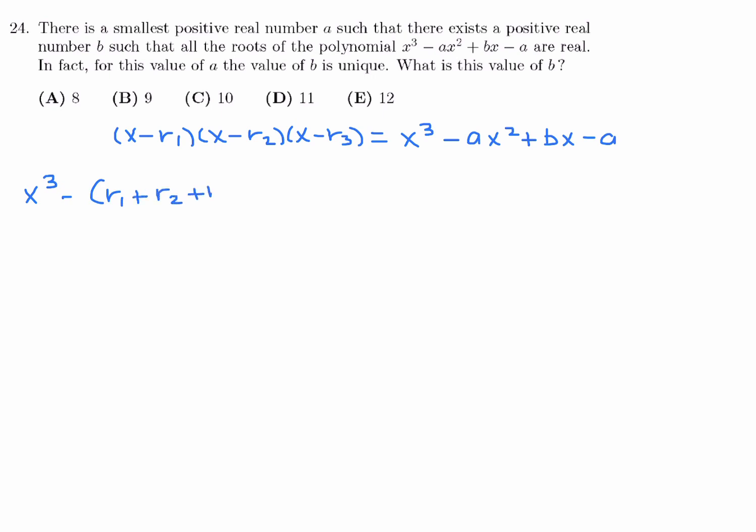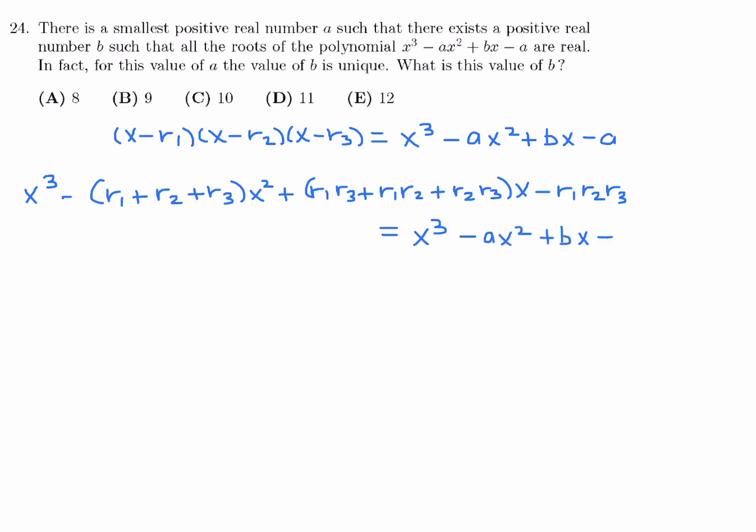R1 plus R2 plus R3 has the coefficient of x squared. And then R1 times R3 plus R1 times R2 plus R2 times R3, and that is the coefficient of x. And then finally R1 times R2 times R3. And that is, of course, equal to the right side.